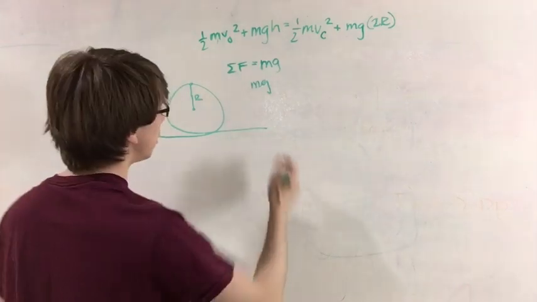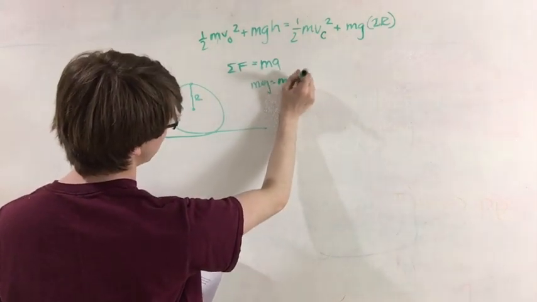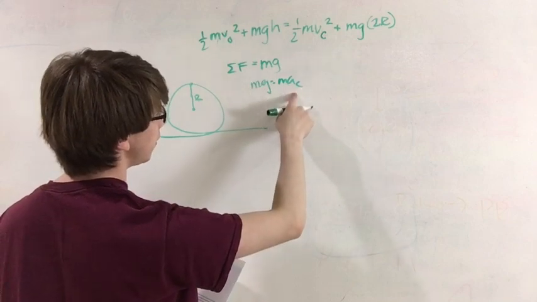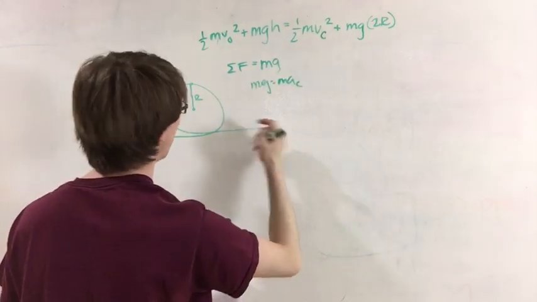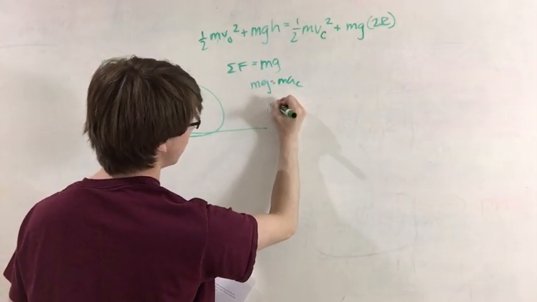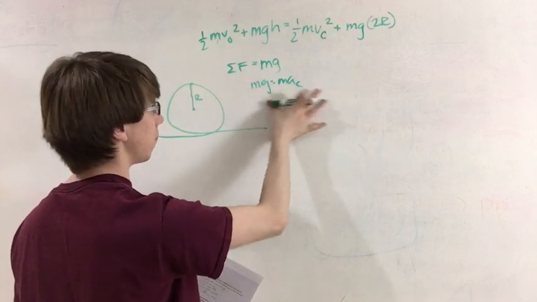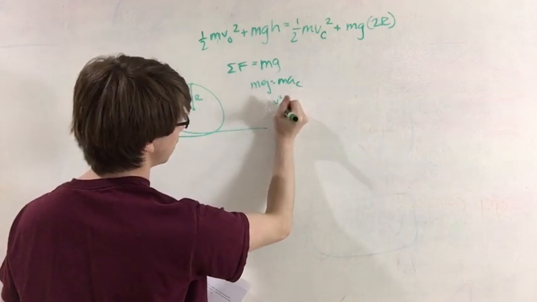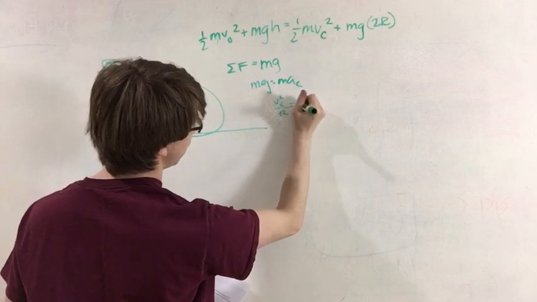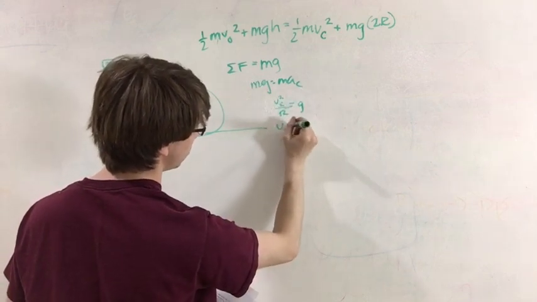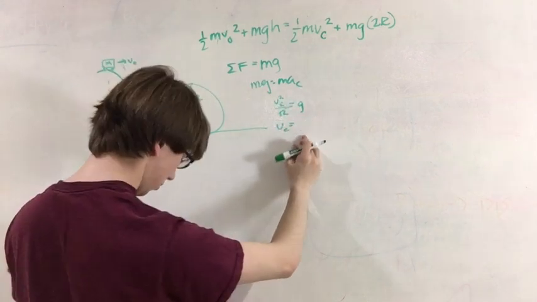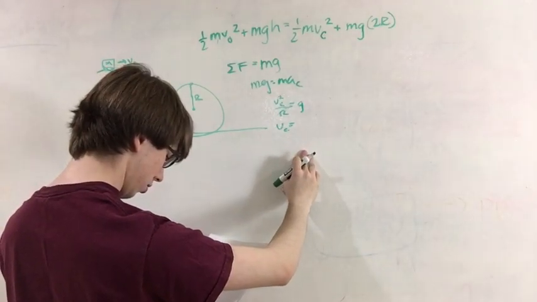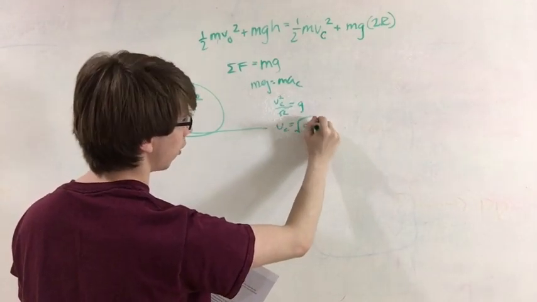I digress though. mg is equal to m a sub c. A sub c is the same thing as v sub c squared over r. Okay, so mg, well, we can cancel out the m. V sub c squared over r is equal to g. Okay, so v sub c is equal to the square root of gr.